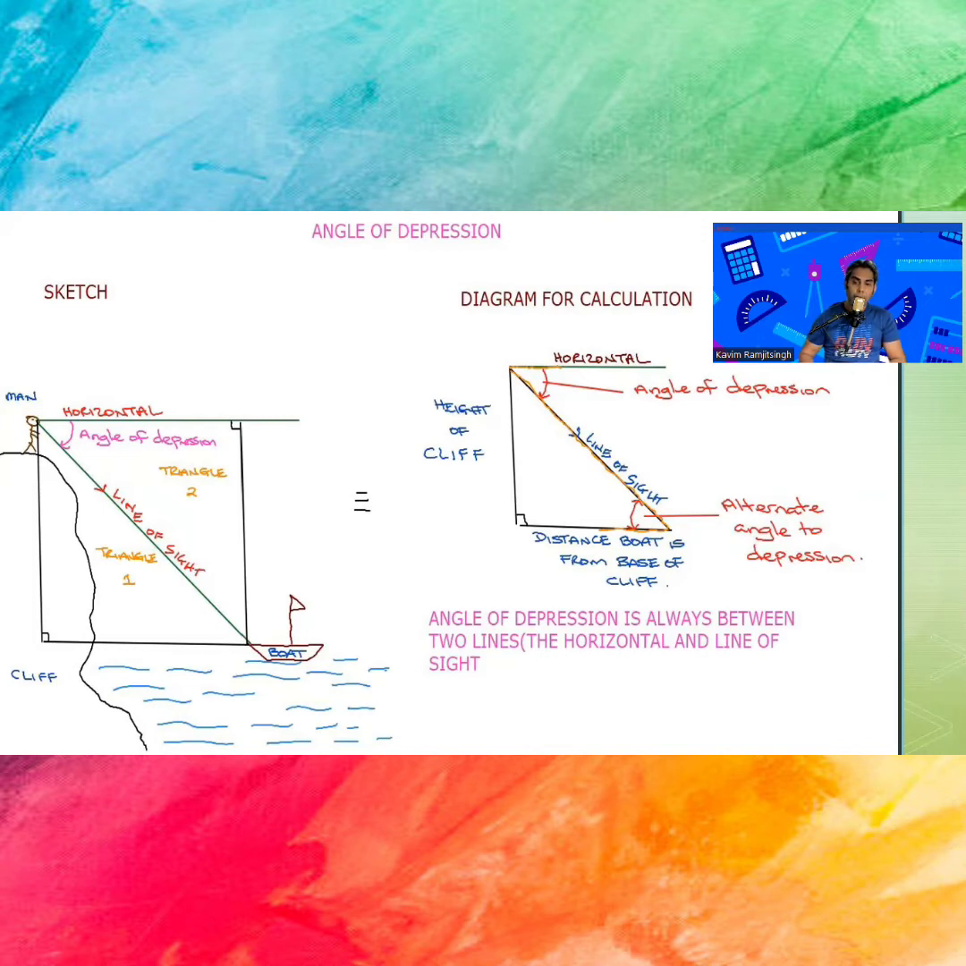And again, angle of depression is always between two lines. So is it two lines? Line of sight and horizontal, right? With the angle of elevation, the diagram is straightforward. You're not transferring any angles. But with your angle of depression, you are transferring an angle. From the angle of depression, you look for a Z, you look for your alternate angle, and you transfer that into the triangle that you're going to use.